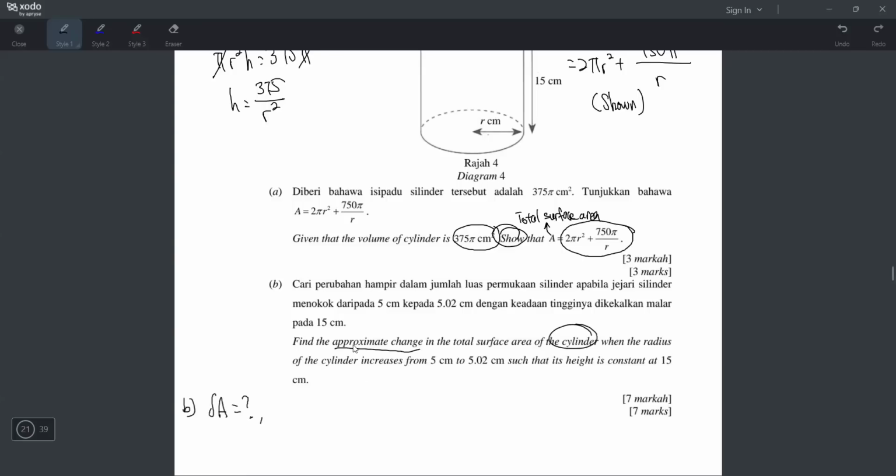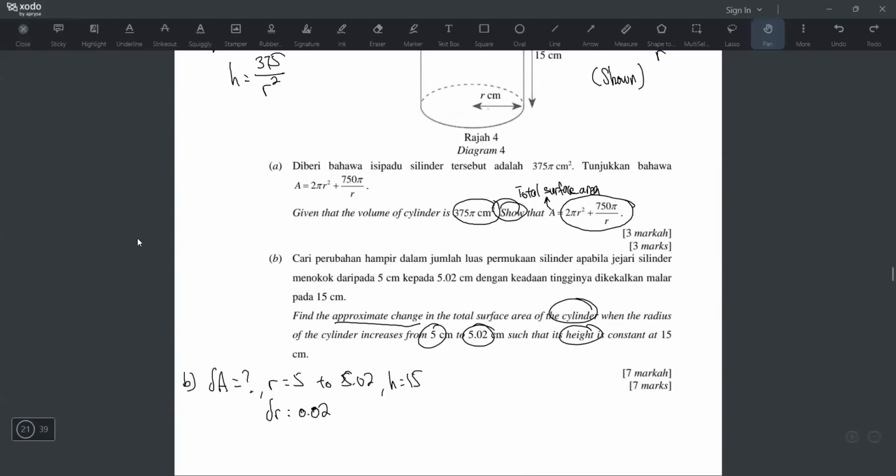And then they say when the radius increase from 5 to 5.02, so the radius are 5 to 5.02. So 5 is the original value, and then 5.02 is the new value. So can we find the small change in R? Yes, just take the new value minus old value. 5.02 minus 5 is 0.02. Like this. And then such that its height is constant at 15. So H dia 15. Okay, ini semua information yang dia bagi. I already write down everything. Now it's time to find the delta A lah. So this is the final answer.